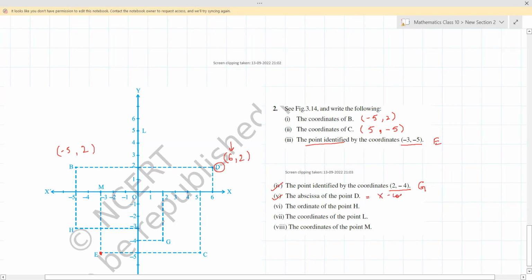You can write like this, which is actually equal to 6. Clear?